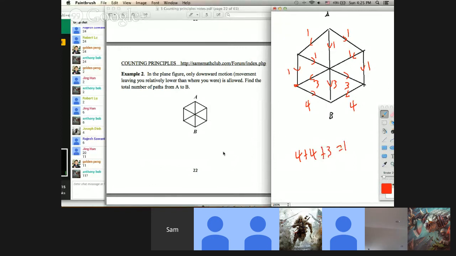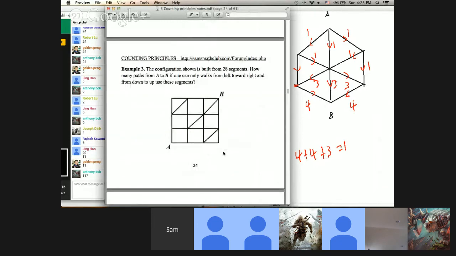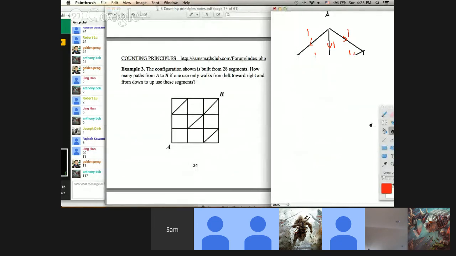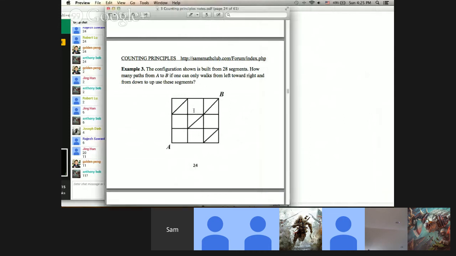So let's try a little bit of a harder one. So this one, I think probably you're going to have to use water pipes or else you can't solve it. It just takes too long and there's too many ways you could count wrong. So how many paths from A to B if you can only walk from left to right and from down to up? I think it's actually from up to down, or down to up. Oh, wait, it is from down to up. Okay, so I'll let you guys solve this.